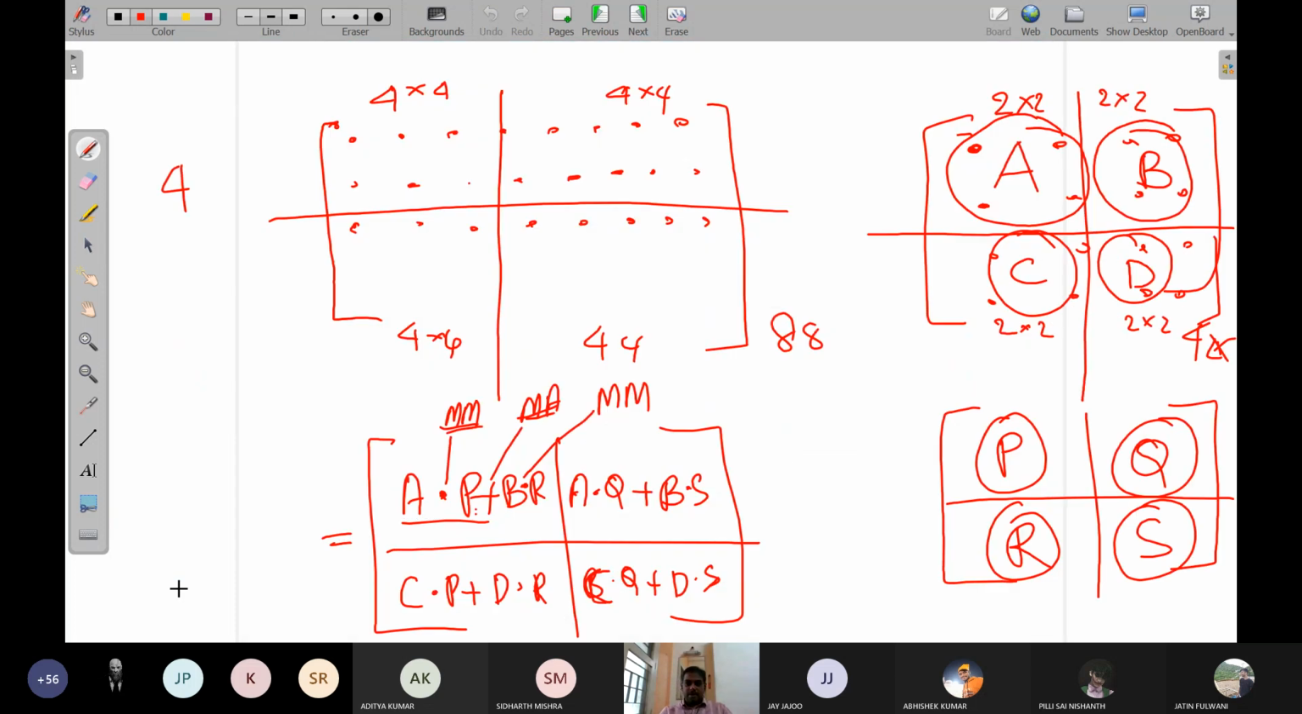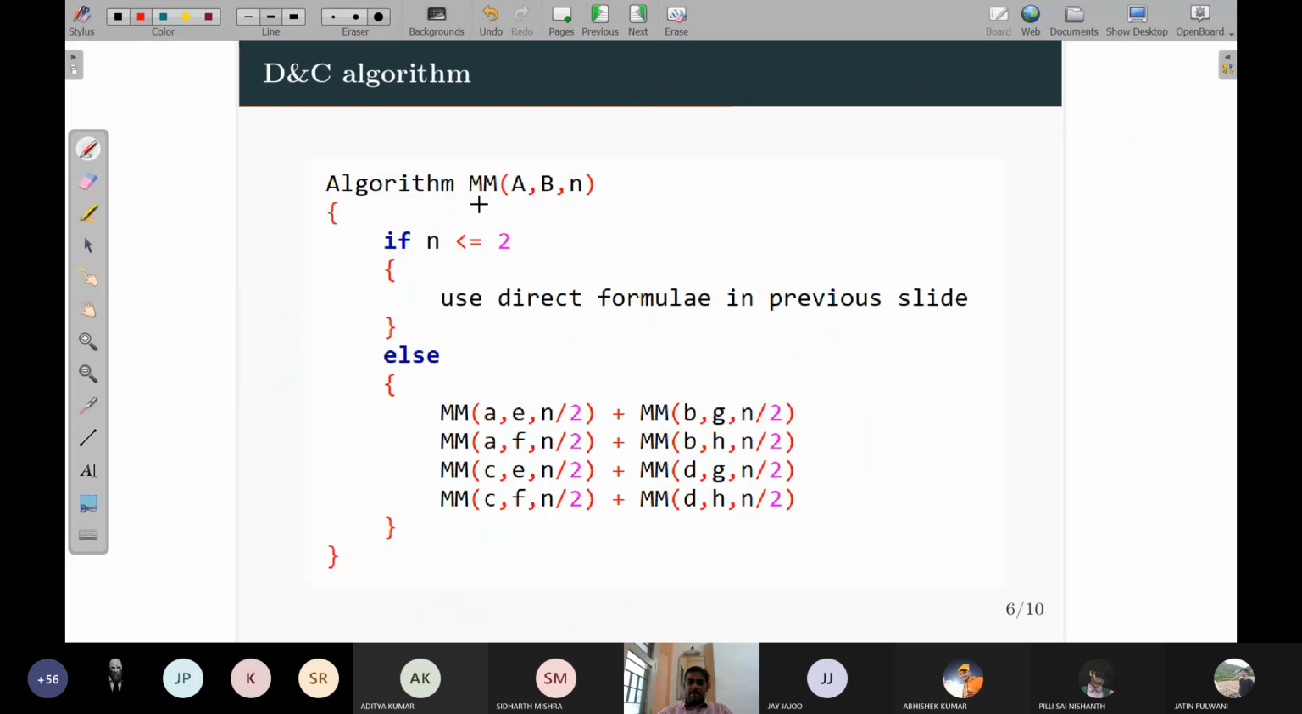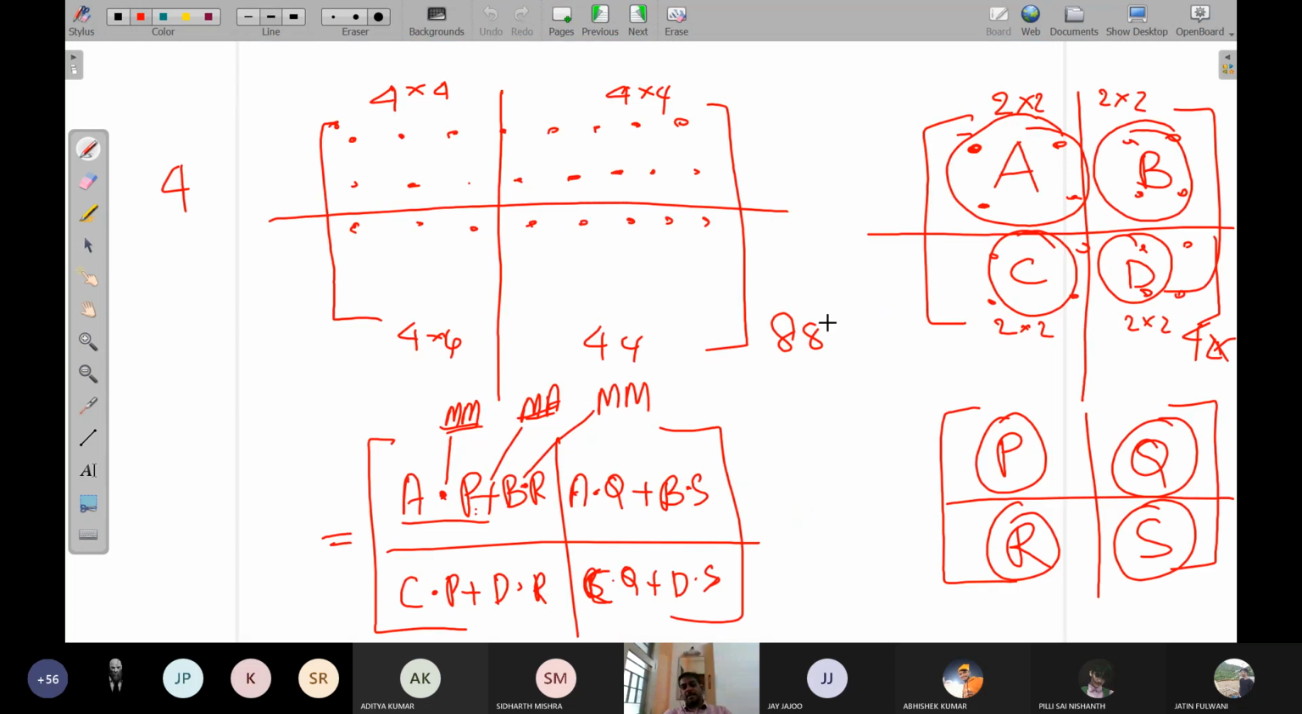Here you can see this is the algorithm. I have a matrix multiplication MM, where A is my input matrix, B is another input matrix, and N is the size, which is another input. If the dimension is less than or equal to 2, what you have to do? Use the direct formula. This is the base case. You can use the direct formulae given in the previous slide.